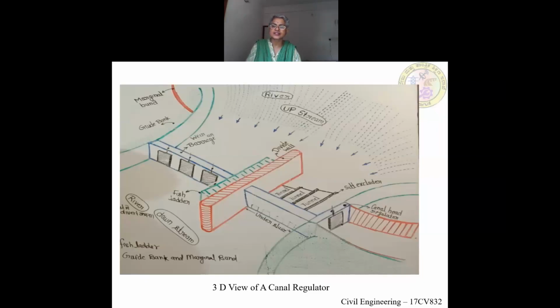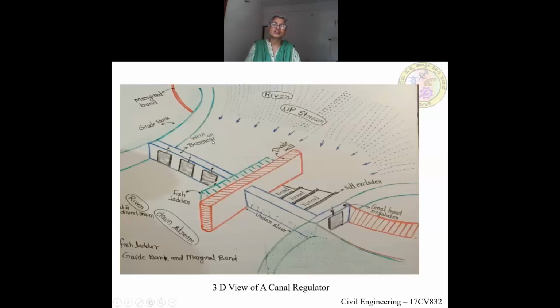They are also gates. They can be opened, and they're usually kept closed, and only during flood times they are open. So with the help of these gates, the silt can be led to the downstream side. So these are all the different components.